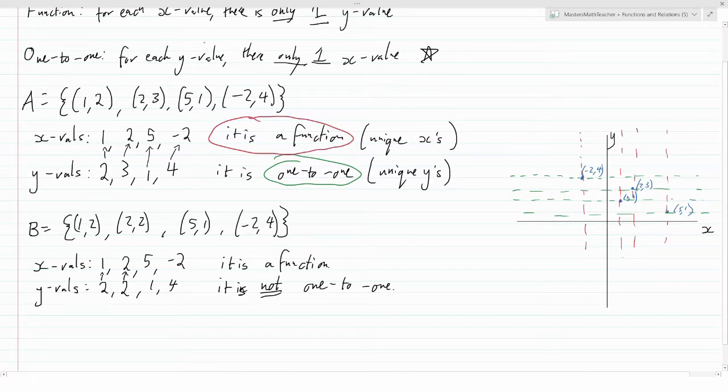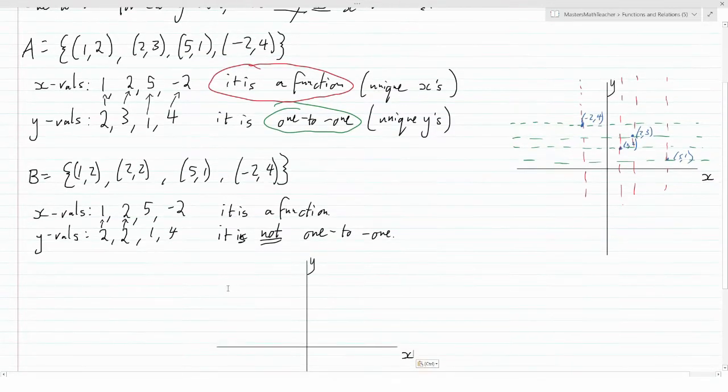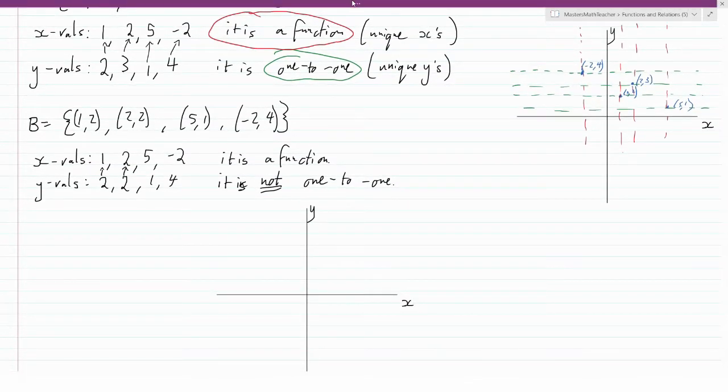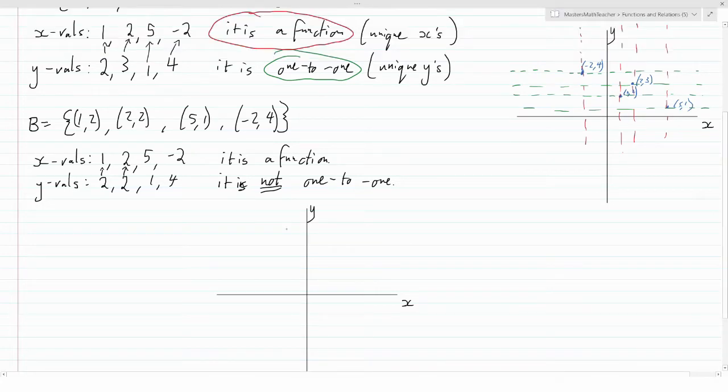So let's look at B. Let's graph B now. Blue for plotting the points. We're going to go with (1, 2), then we're going to look at (2, 2), so it's going to be here. Then we've got (5, 1), 5 across, 1 up, so down here, and (-2, 4).